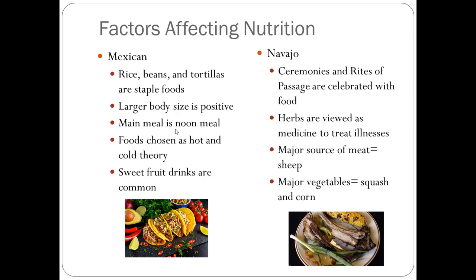Navajo, ceremonies and rites of passage are always celebrated with food, like Thanksgiving. Herbs are more medicinal, used to treat illnesses instead of to flavor their foods. Their major source of meat is sheep, and their most common vegetables are squash and corn.